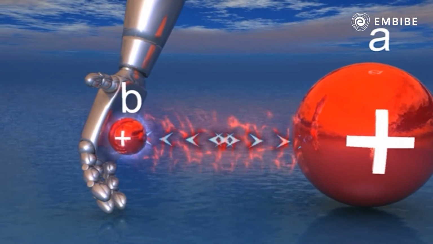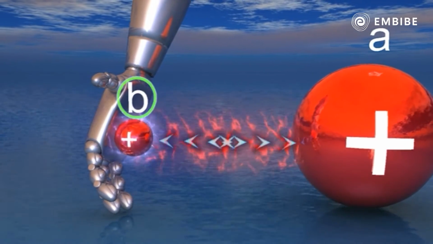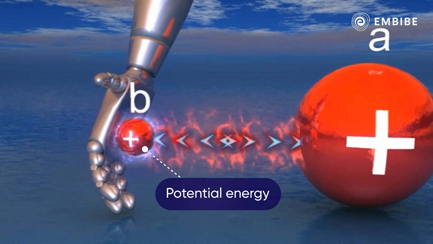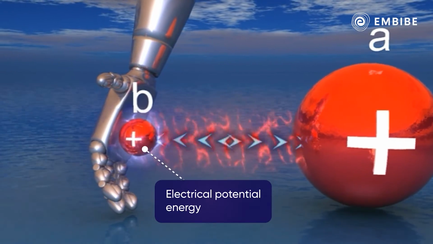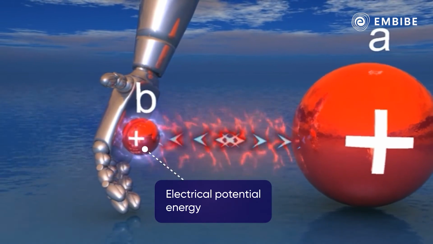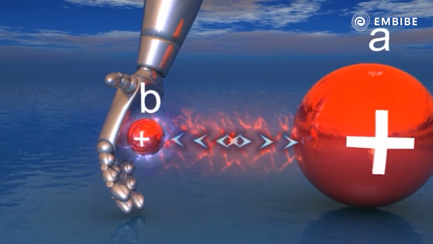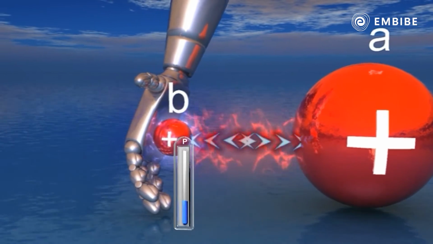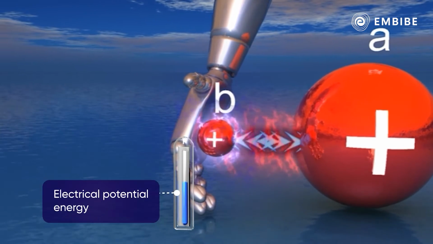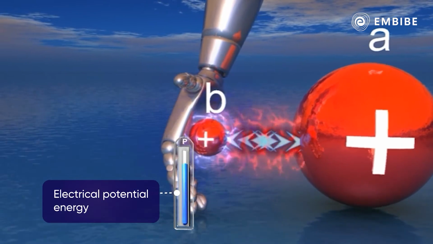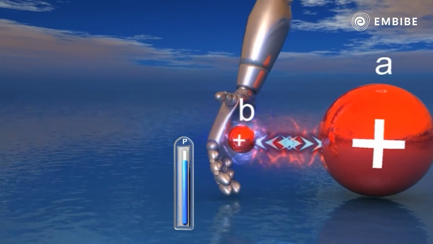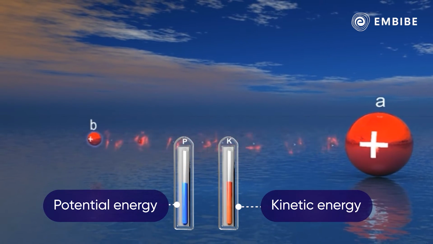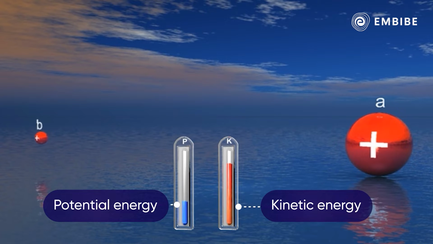During its motion, the work that is done to overcome this repulsive force gets stored in the form of potential energy. The potential energy possessed is called electrical potential energy. Therefore, in this case, work done is equal to electrical potential energy. The closer the charge B moves towards charge A, more is the electrical potential energy acquired. Now, if we release this charge, then its potential energy gets converted into kinetic energy, and the electric charge moves away from the fixed positive charge A.